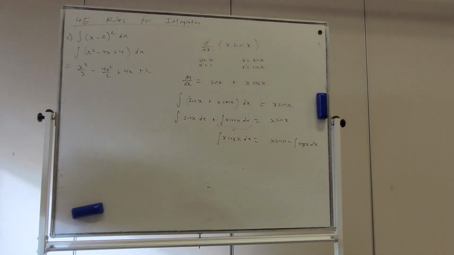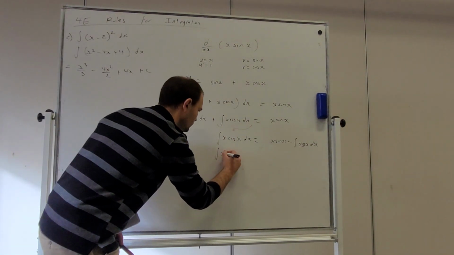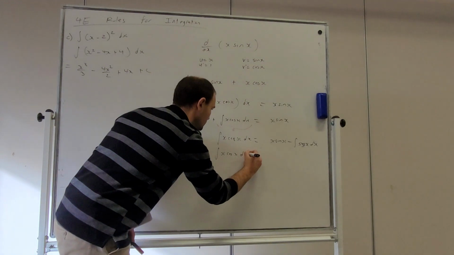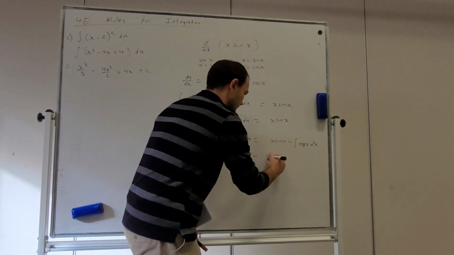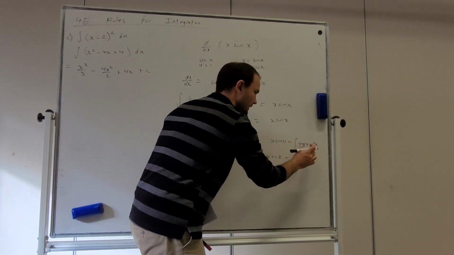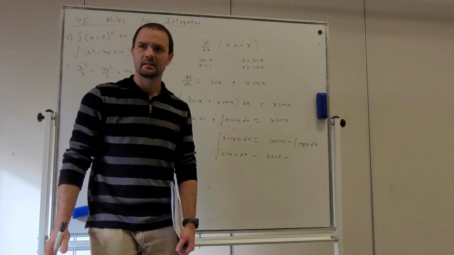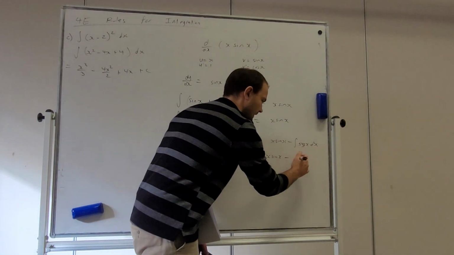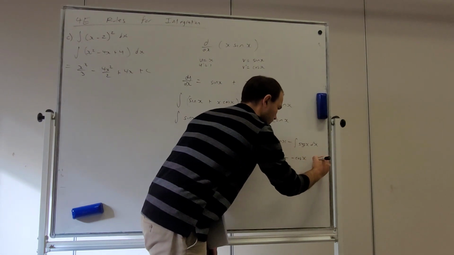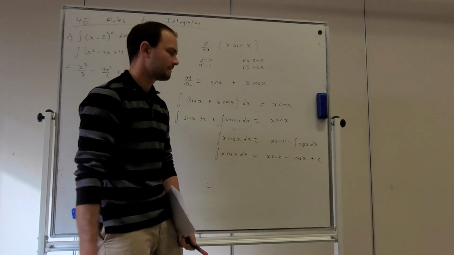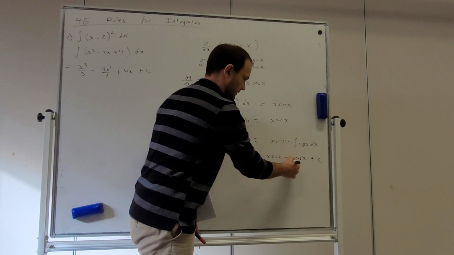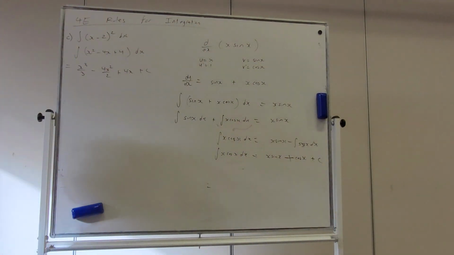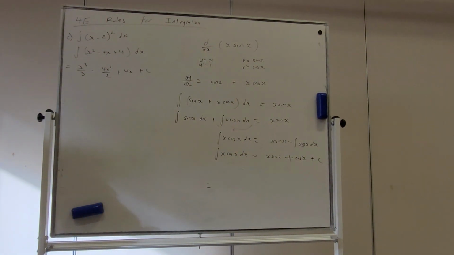Okay, almost done. x sine x, take away. Now the integral of sine x is negative cos x. So it's going to become negative cos x plus c. And so negative is positive, right? That's our answer. We've isolated the integral of x cos x.